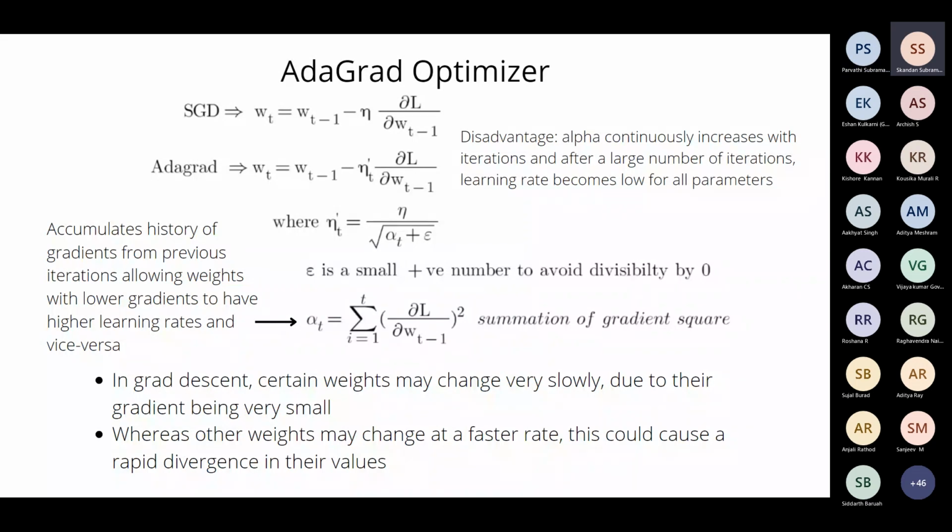So when you have an uneven set of gradients like this, certain gradients which are much smaller than others, it can sometimes lead to a divergence in the values of the weights.